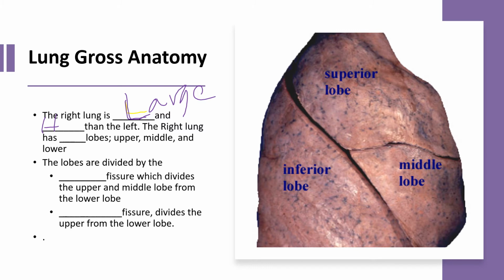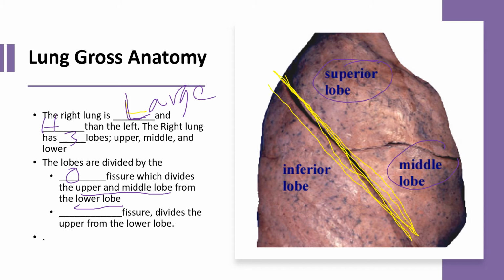The right lung has how many lobes? 3 lobes: upper, middle, and lower. The lobes are divided by the oblique fissure, which divides the upper and middle lobe from the lower lobe, right? So as we look at the picture over here, here's the middle lobe and the upper lobe, labeled as superior. Let's go to yellow here. This would be your oblique fissure. See how it separates the upper lobe and the middle lobe from the lower lobe?